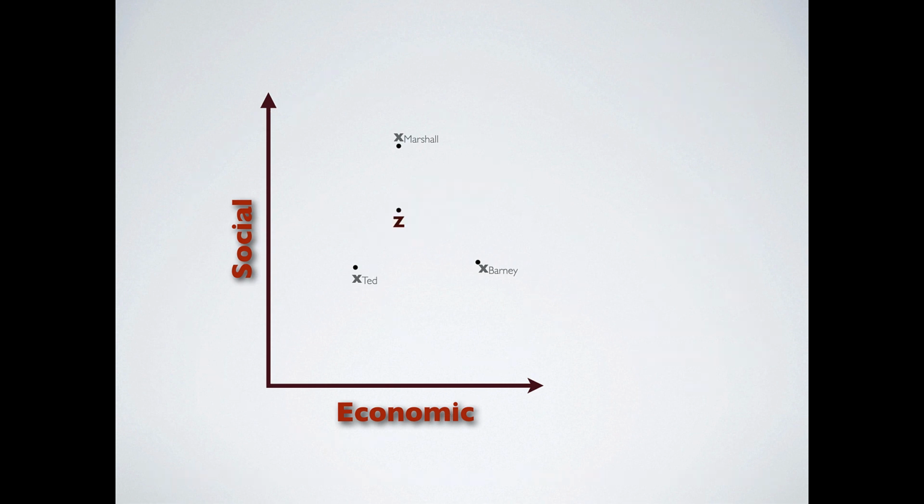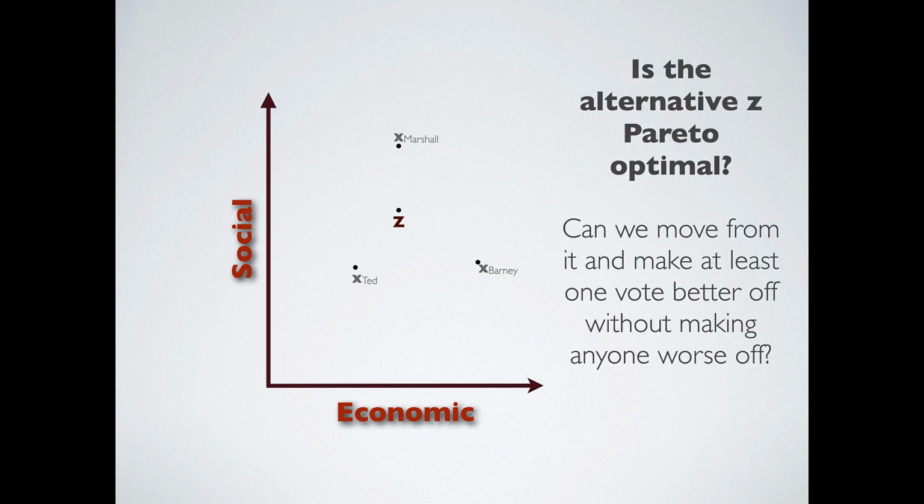What about this point Z? Is the alternative Z Pareto optimal? Can we move from Z and make at least one voter better off without making anyone worse off?